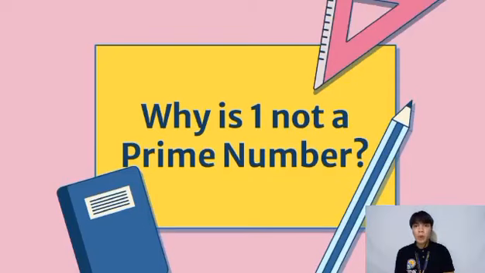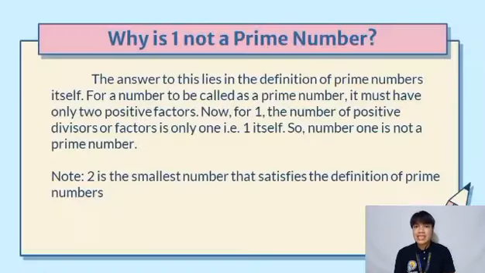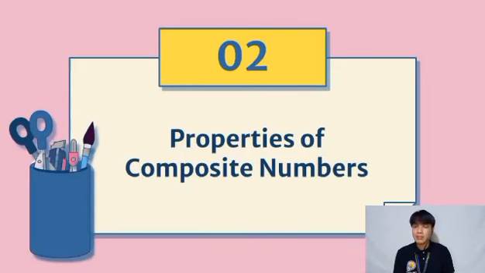And maybe you are wondering, why is 1 not a prime number? The answer lies in the definition of a prime number itself. For a number to be called a prime number, it must have only two positive factors. Now, for 1, the number of positive divisors or factors is only 1, and it is 1 itself. So, number 1 is not a prime number. And take note, 2 is the smallest number that satisfies the definition of a prime number. Back to the main topic.